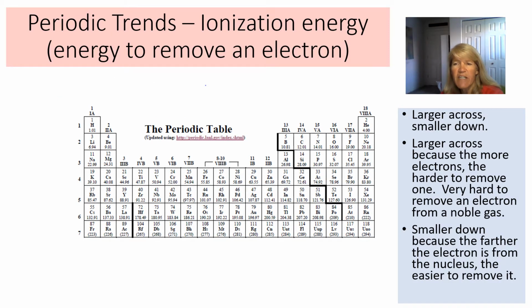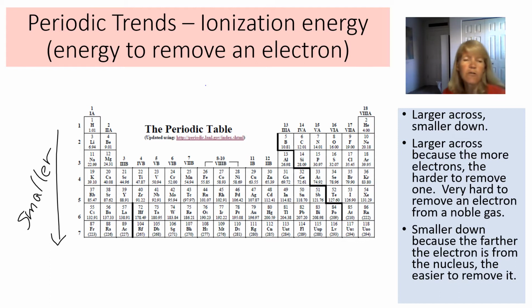The next trend is in ionization energy. So ionization energy is the energy it takes to remove an electron, okay? And this is the reverse trend. So going down, it gets smaller. And the reason for that is that as you go down, the electrons are farther from the nucleus, so it's easier to remove them. It takes less energy.